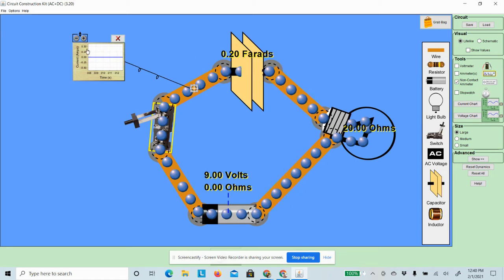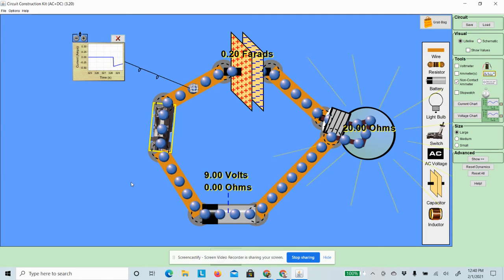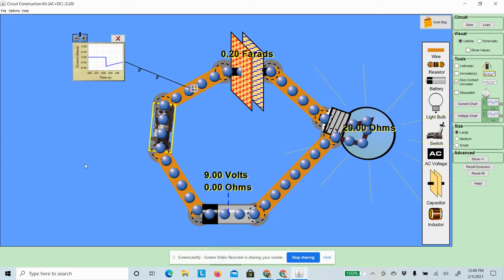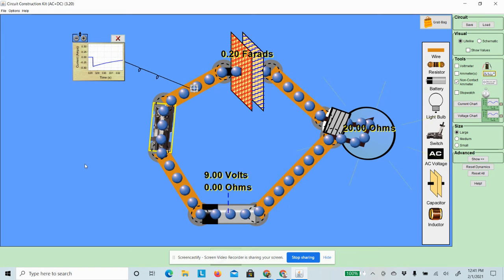We've got a measuring device following the current in the circuit here. Because the electrons are not moving, the current is at 0 currently. But look what happens when we close the switch. Pay attention to the current and also pay attention to the capacitor. Electrons are now moving. The capacitor is getting charged up. But now notice what's happening to the current.